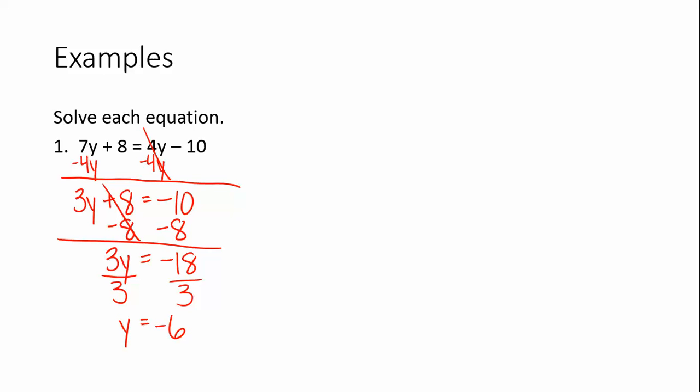And we can check our solution. There are some of your homework problems where I'm going to have you check your solution, so I'm going to show you how to do that here. Here's how to do a check. Just like before, you're going to plug that answer in for the y, but notice there are two y's in that original equation, so we have to plug it into both places. So 7 times negative 6 plus 8 equals 4 times negative 6 minus 10.